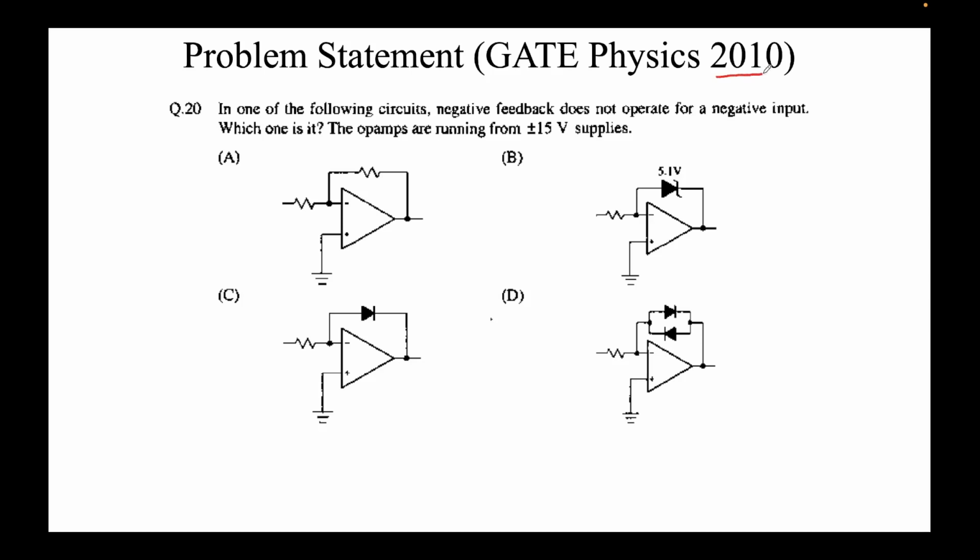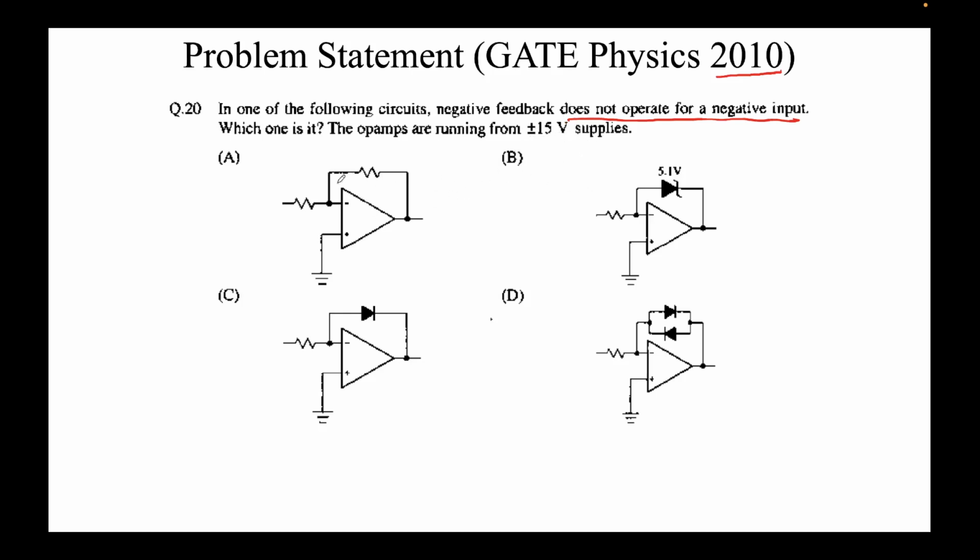The problem statement from GATE Physics 2010 reads as follows. In one of the following circuits, negative feedback does not operate for a negative input. Which one is it? The op amps are running from a plus minus 15 volts supply, so plus VSAT and minus VSAT are 15 and minus 15 volts respectively.